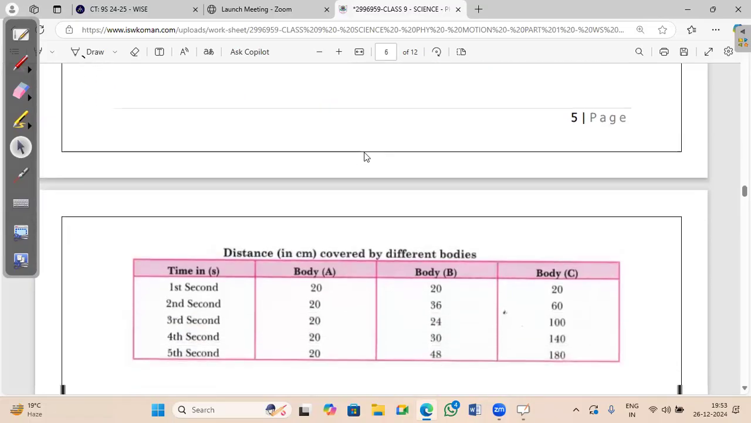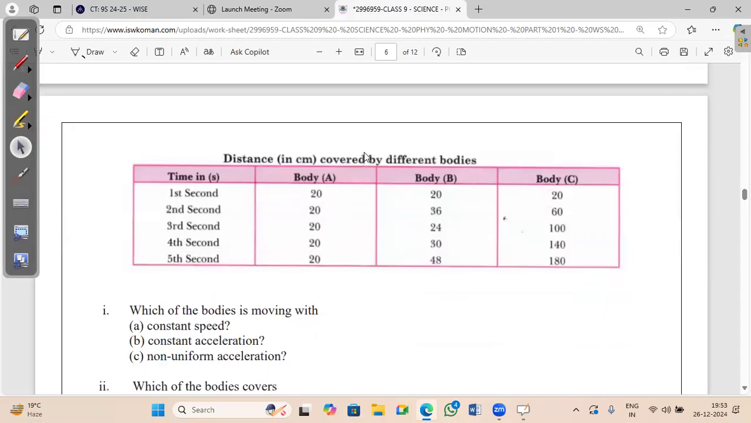So here, body A, body B, and body C. In the first second, body A travels 20 centimeters. Body B travels 20. Body C also travels 20. In the second, it travels.